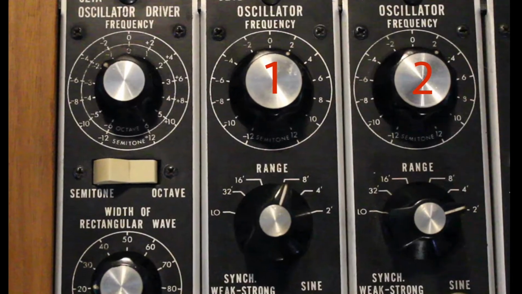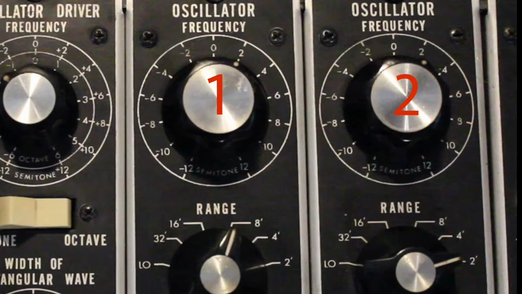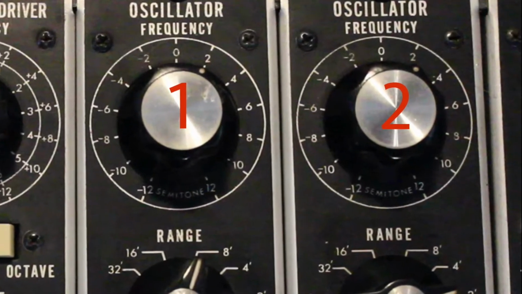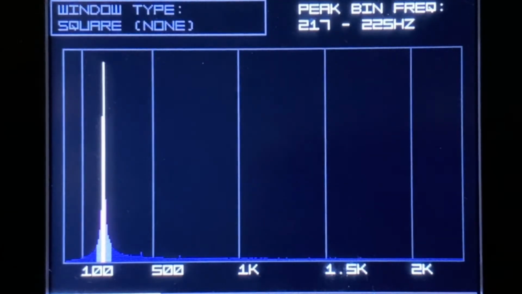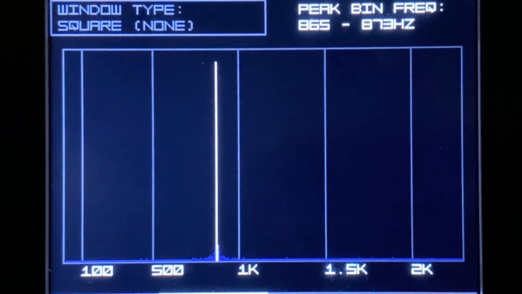To demonstrate this with the synthesizer, I will have a sine wave on oscillator 1 be the carrier and another sine wave on oscillator 2 be the modulator. On the spectrum analyzer, you can see the first sine wave has a frequency of 220 Hz. Notice it's between 100 and 500. And when I bring up the second sine wave, it will have a frequency of 880 Hz. Notice it's just below 1K or 1000.